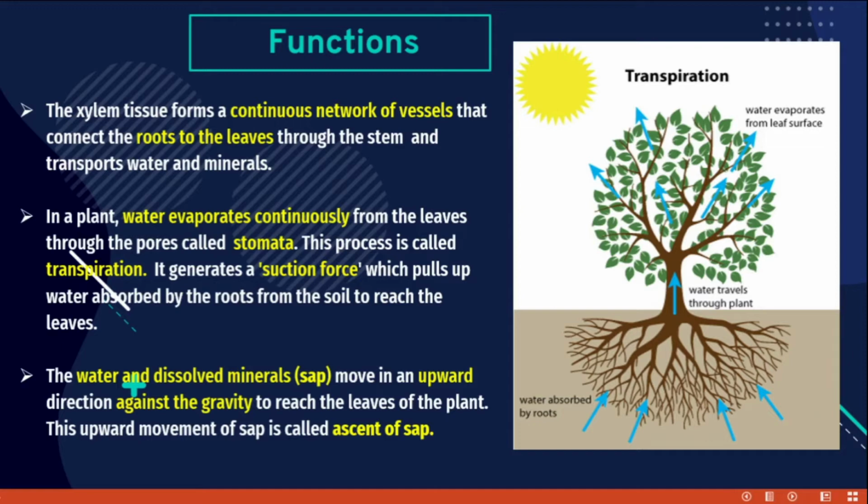See, this transpiration generates a suction force which helps to pull water from the soil to the leaves. Okay, right. Here, the upward movement of sap is called ascent of sap. Because usually xylem carries water and minerals from the soil to the leaves. So this upward movement is called ascent of sap.